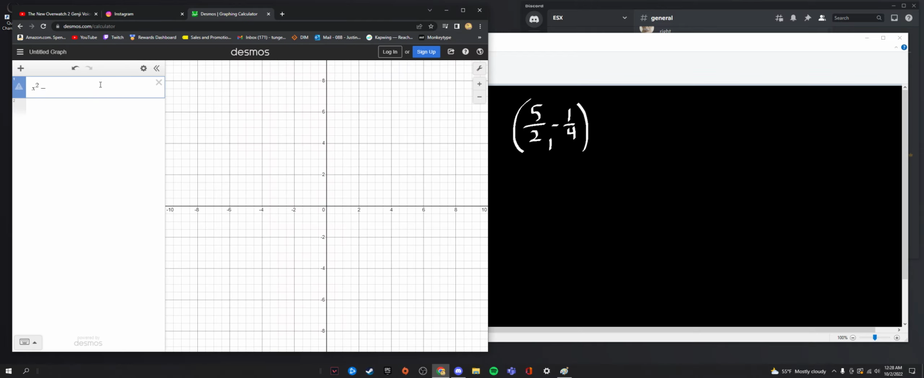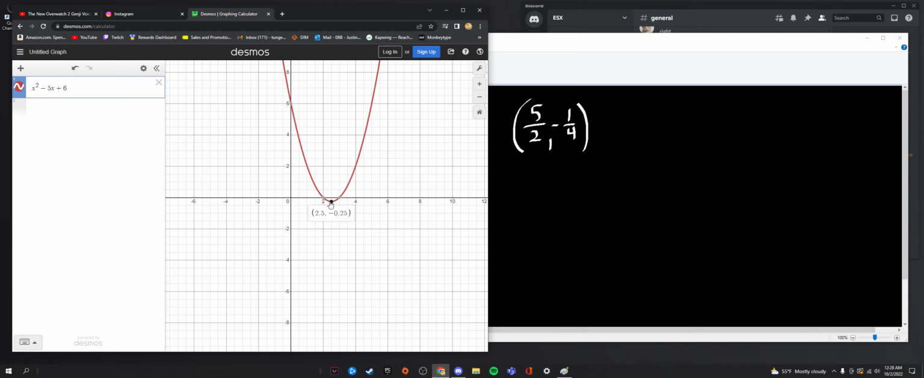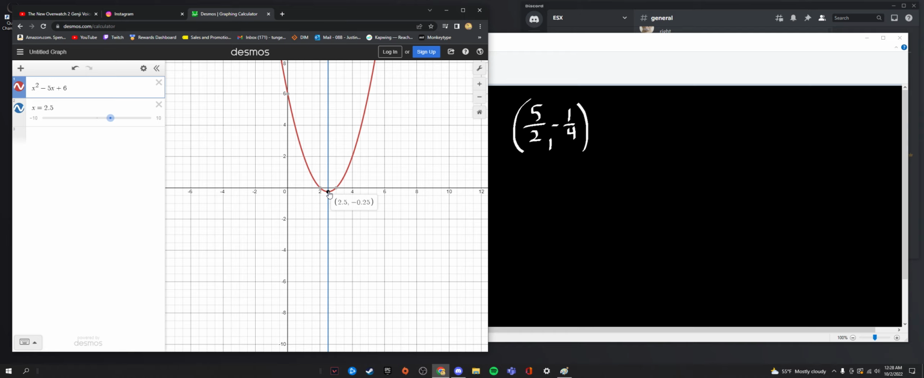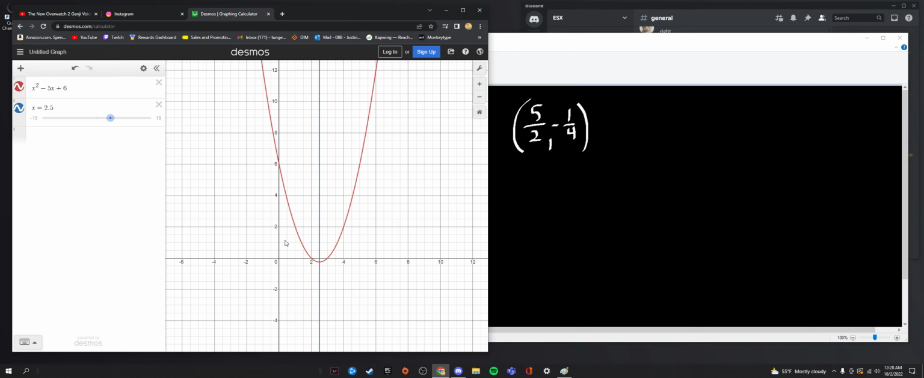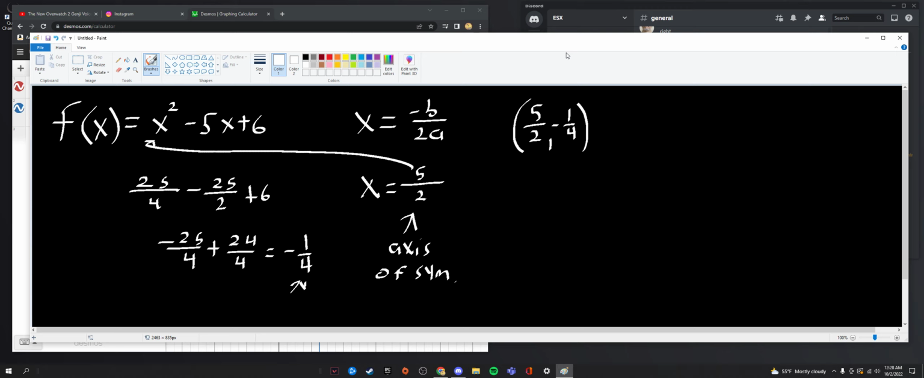So here, our very minimum point is minus 0.25, since 1 over 4 is 0.25, so we got that right. And this is also 2.5 here. 5 over 2 as a decimal is 2.5, so we got those two values right. And if I just do x equals 2.5 here, we can see that our axis of symmetry crosses through our minimum point and cuts it straight down the middle, so that if you reflected by this line, you would just overlap the parabola. So yeah, that's just vertex form and axis of symmetry in one video.